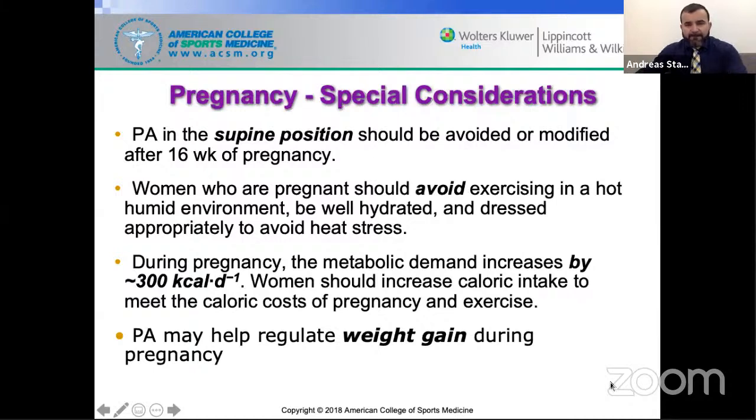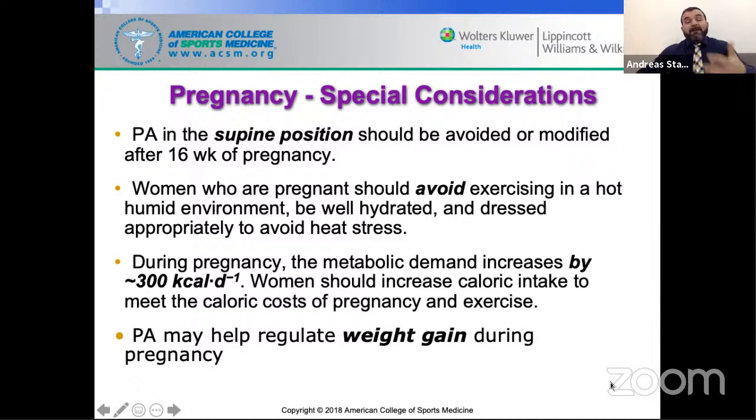Supine position is something that is associated with blood flow. So if we keep them in the supine position for a prolonged period of time, we may have some decreased venous return, which means decreased Q, cardiac output, and that's not good for the mama or the baby. So avoid that. Again, issue with the thermoregulatory system, so avoid hot, humid environments, hydrate them, and so on and so forth.